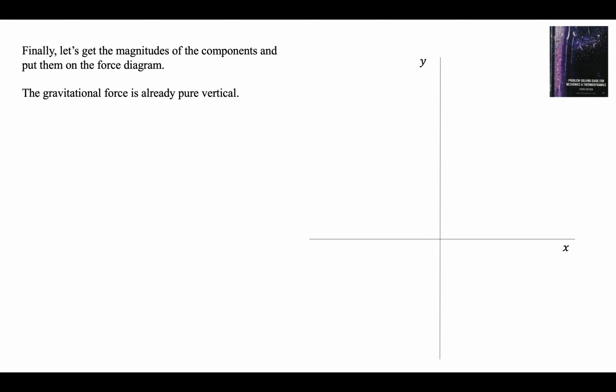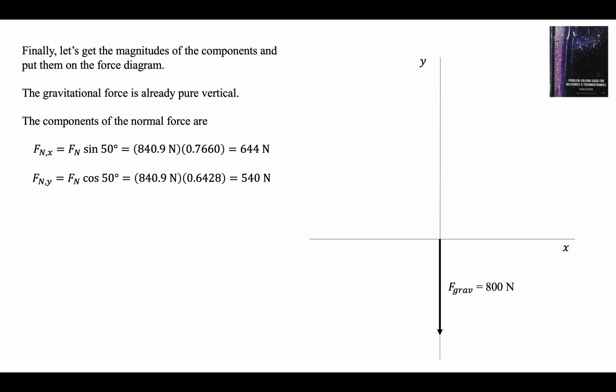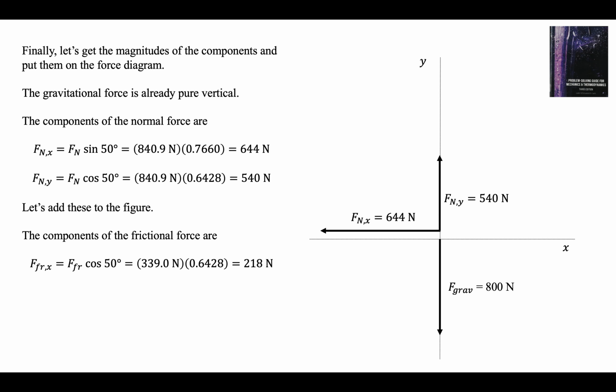But let's check it again. Let's get all the components, the magnitude of each of the components, and put them on the force diagram. Gravity is easy, it's already vertical, there it is. The components of the normal force, we're just going to plug in for what the normal force was, 840.9 newtons, and we get those two components. Let's put those on the diagram. There they are. And now friction was 339 newtons. We're going to get the x and the y components. The x is 218 back, and the y is 260 up. So let's put these on the figure.